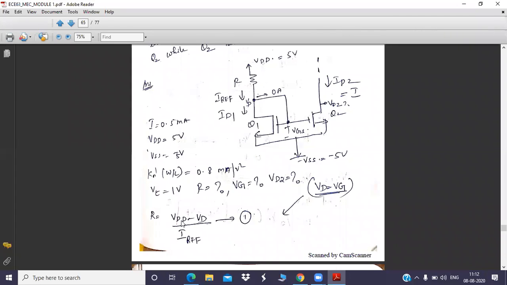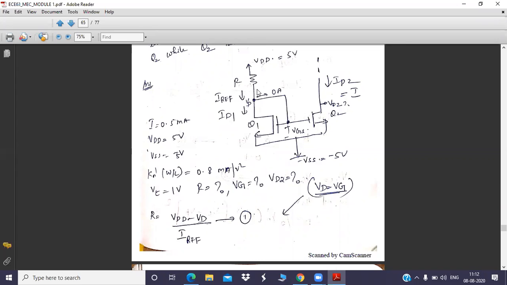See, you have VDD and you have VD. So what is the difference? Simply, it is VDD minus VD. That's all, simple. Divided by current, because according to Ohm's law, the resistance is potential difference divided by current.